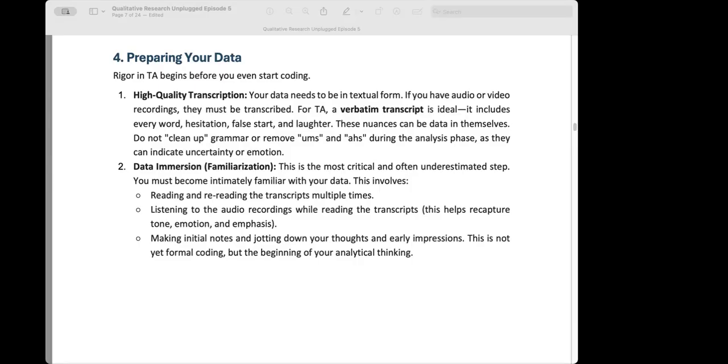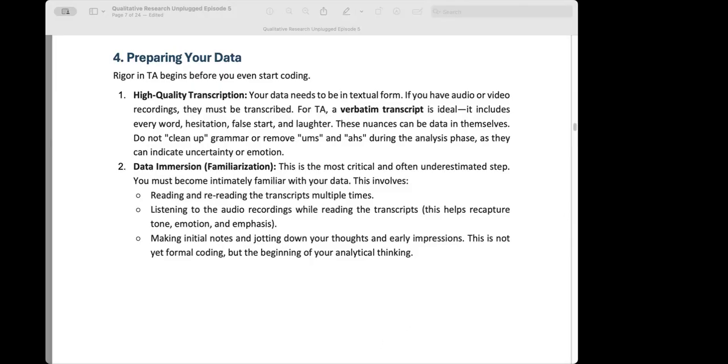This isn't formal coding yet, let's be clear. But it's the crucial beginning of your analytical thinking. As you read and listen, you'll naturally have thoughts, questions, ideas popping into your head about what's significant. Jot them down, maybe in the margins of the transcript, in a separate research journal or document, or directly as memos in your qualitative data analysis software if you're using one.